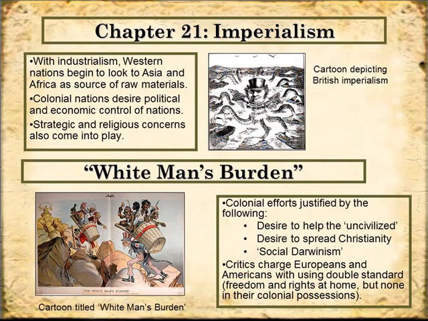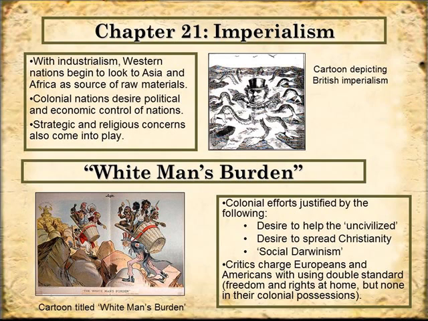So, for example, if you need cocoa, then you need to find a place where that's grown, where the cocoa beans are grown. And if we can control that instead of buying them off of somebody, and we can produce them ourselves in that nation, then that's going to save money. Colonial nations desired political and economic control of the nations, and strategic and religious concerns also came into play. In other words, they wanted their religion to be spread over the entire United States, over the entire world.